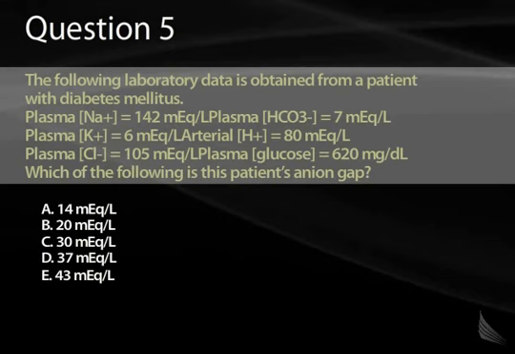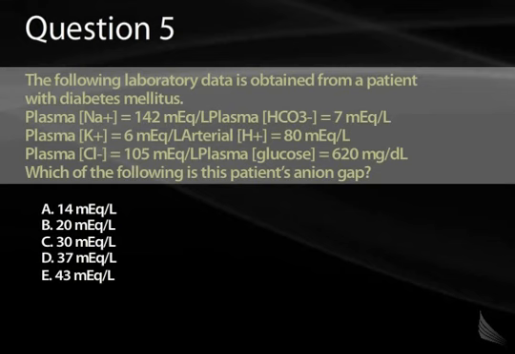Once again, the anion gap is calculated by taking the serum sodium concentration and subtracting the sum of the serum chloride and serum bicarbonate concentrations. In this setting, this would be 142 minus the sum of 105 and 7, which is 112. Thus, the anion gap is 30 milliequivalents per liter, or C.